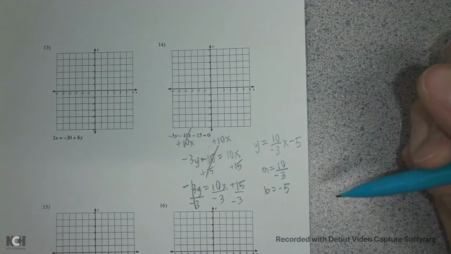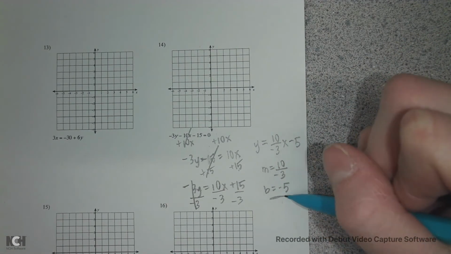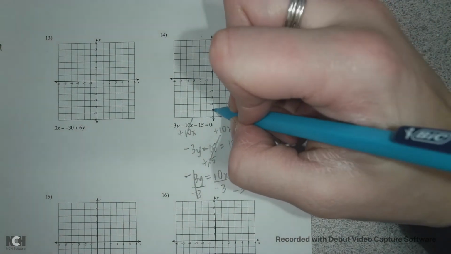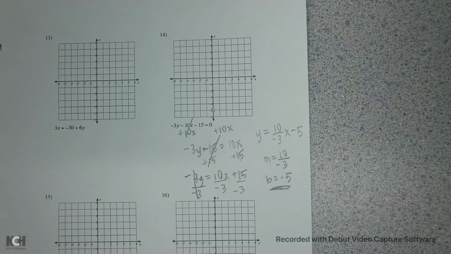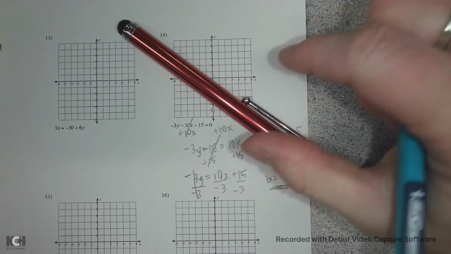Now this negative 3 on the bottom, it doesn't really matter. It's still telling us that we have a negative slope. But we have to begin with our y-intercept at negative 5. So we go to the y-axis at negative 5. My slope is negative, so I have to think about what my graph looks like before I graph it. So this is what a negative slope looks like.